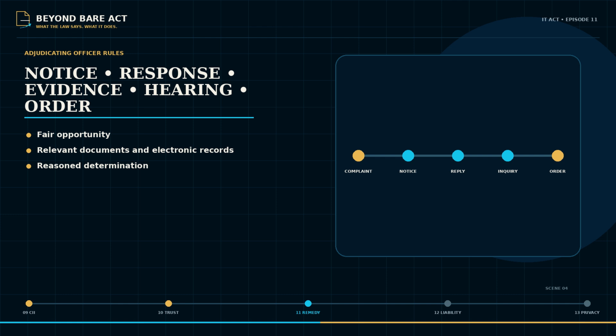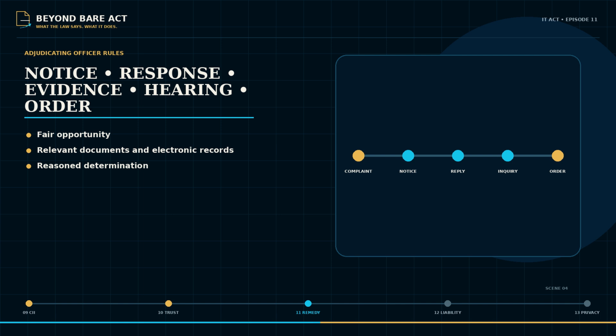The Information Technology (Qualification and Experience of Adjudicating Officers and Manner of Holding Inquiry) Rules, 2003, as amended, support the Section 46 inquiry. At a high level, expect a complaint or initiating material, scrutiny of the alleged contravention, notice to the person concerned, an opportunity to respond, production of relevant evidence, hearing where required, and an order.